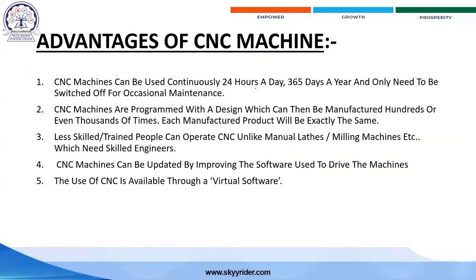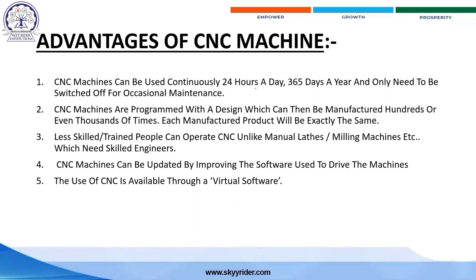Then what are the advantages of the CNC machine? Basically the CNC machine can work continuously up to 24 hours a day, 365 days a year. Whenever you want, you can turn on the machine and perform whatever you want to do on it. It can run 24 hours a day, unlimitedly, and your CNC machine will not show any hazard or cause any problems for you.